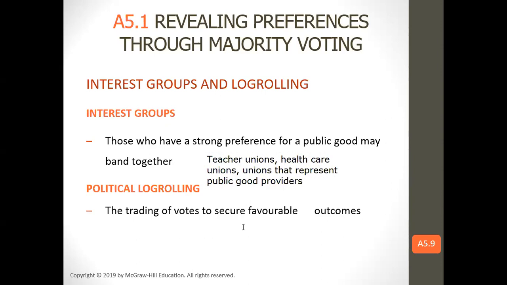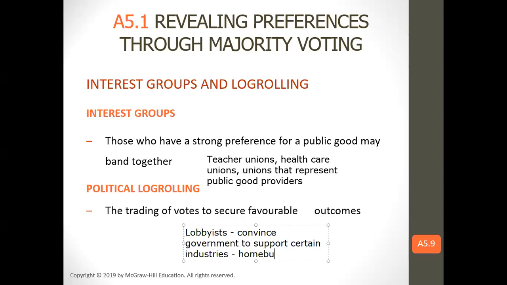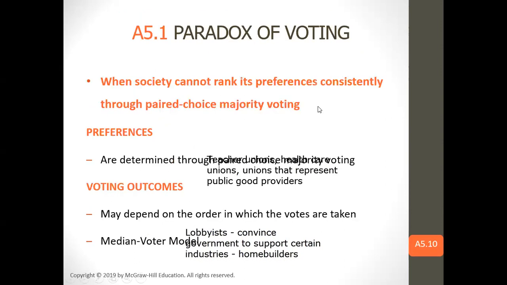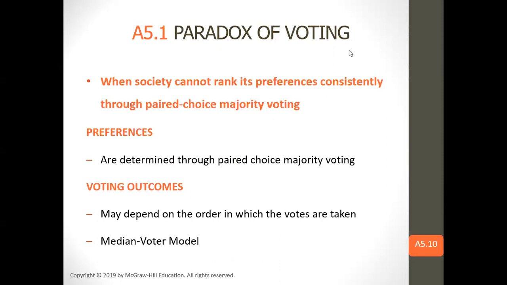Then political logrolling, the trading of votes to secure favorable outcomes. Lobbyists do that. Lobbyists convince government to support certain industries. For example, home builders, there are a lot of unions and lobbyists for that. And then the paradox of voting, when society cannot rank its preferences consistently through paired choice majority voting. So preferences are determined through paired choice majority voting. Voting outcomes may depend on the order in which the votes are taken. Median voter model.